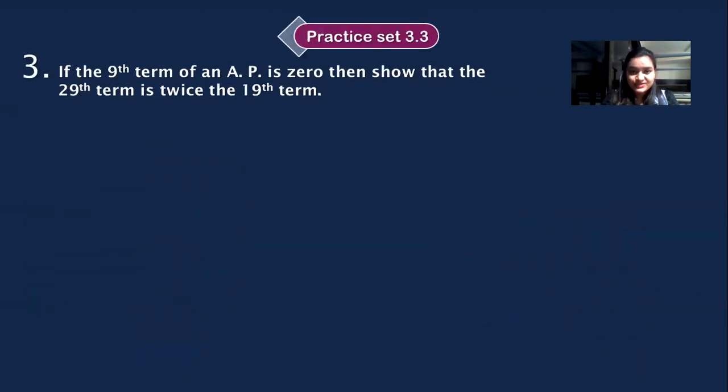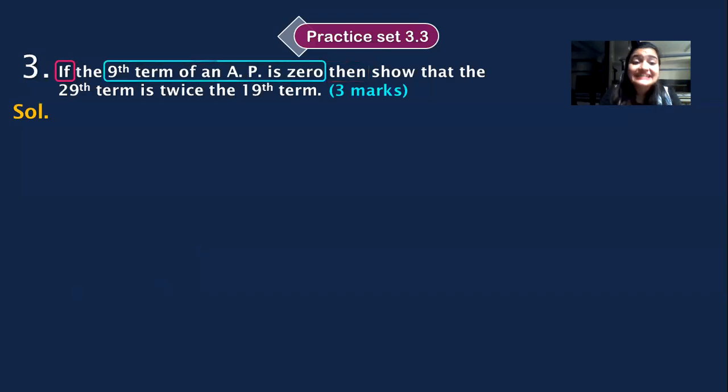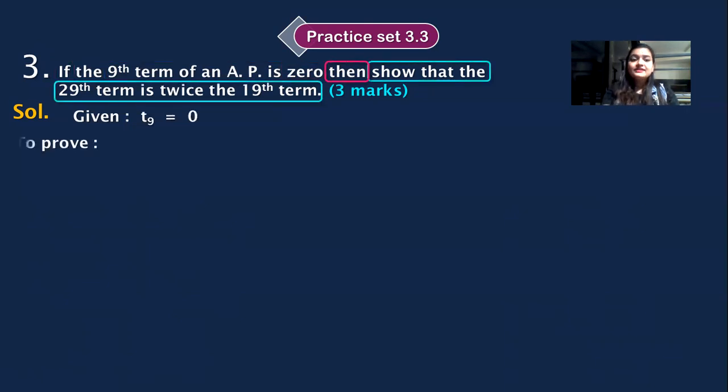Moving towards the next one. If the 9th term of an AP is 0, then show that the 29th term is twice the 19th term. After "if" is what is given, and after "then" is what you need to prove. If the ninth term is 0, that is T9 is 0, show that the 29th term, T29, is twice the 19th term.